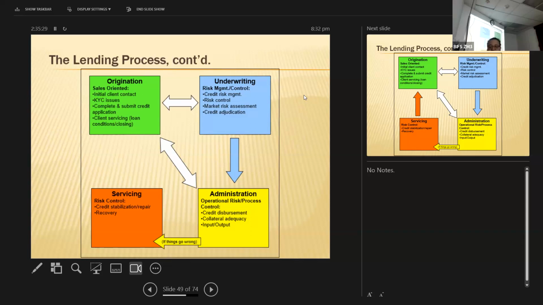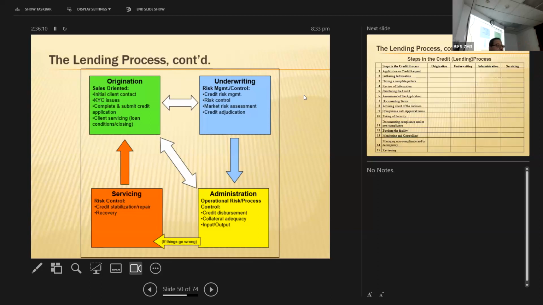Loan servicing is there for risk control. The first thing is you try to stabilize the loan. So you stabilize the loan or you repair the loan. And if that fails, then you go into recovery mode. And if the loan is stabilized or repaired, that's when you turn the administration and oversight of the account back over to origination.